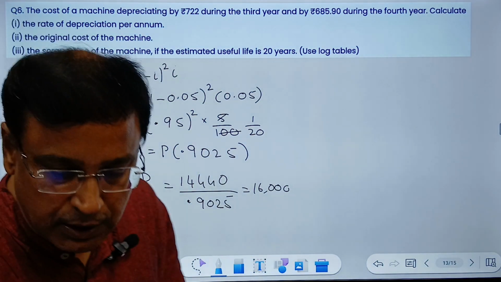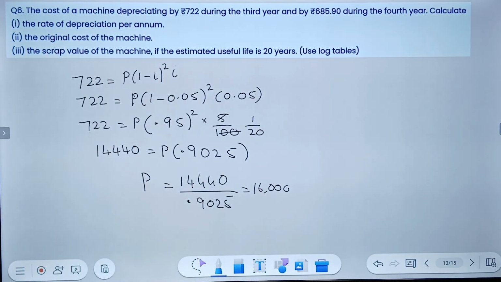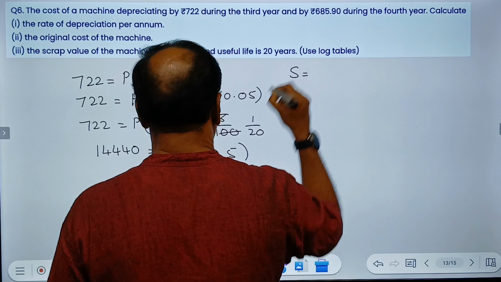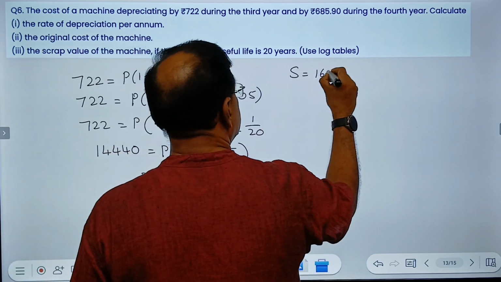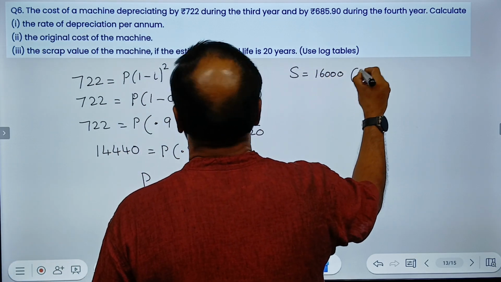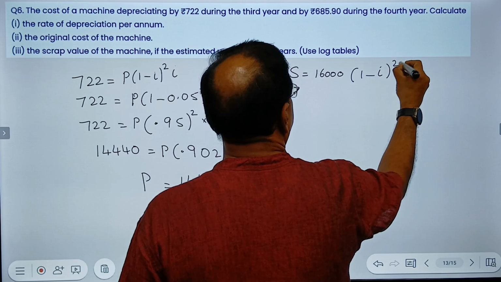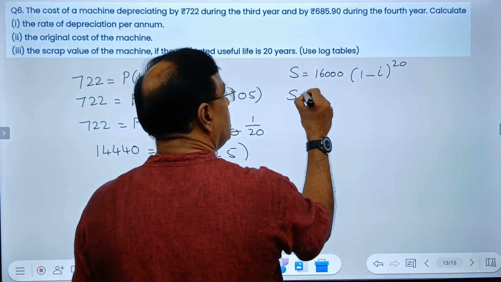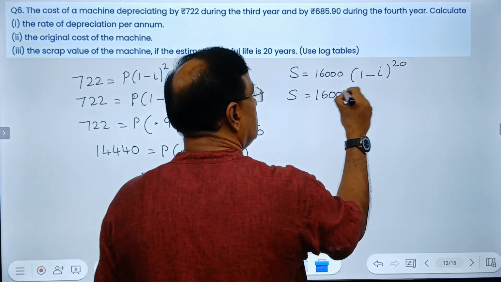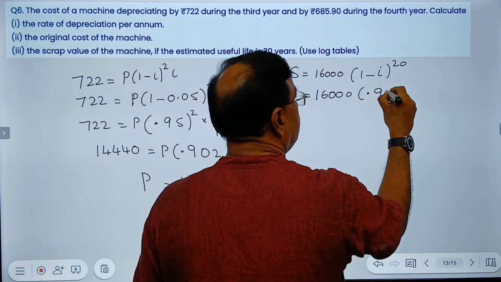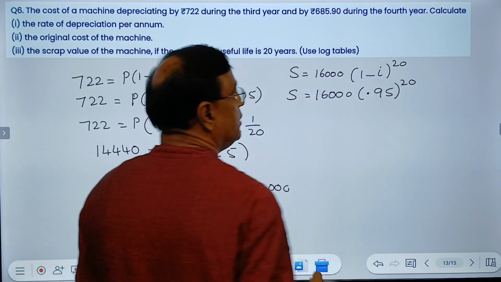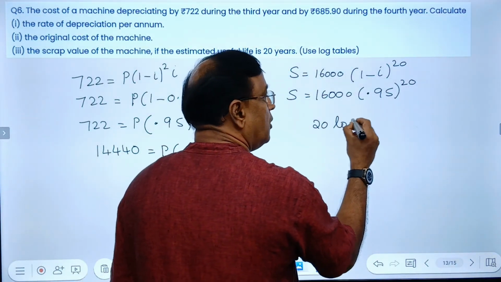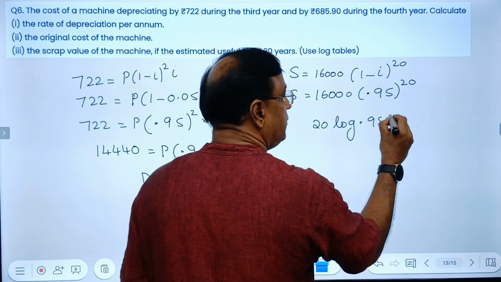Now what is the last part of the question? Find the scrap value at the end of 20 years. So S is equal to, I have got the principle, that is 16,000 into 1 minus I the whole power 20. Okay, so basically you have to use logarithm. So 16,000 into 0.95 the whole power 20. So let me use logarithm for you. So this is 20 log 0.95.